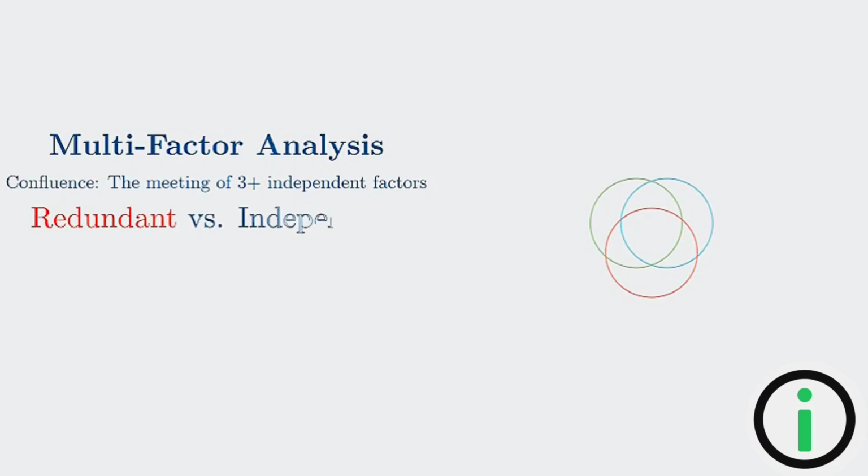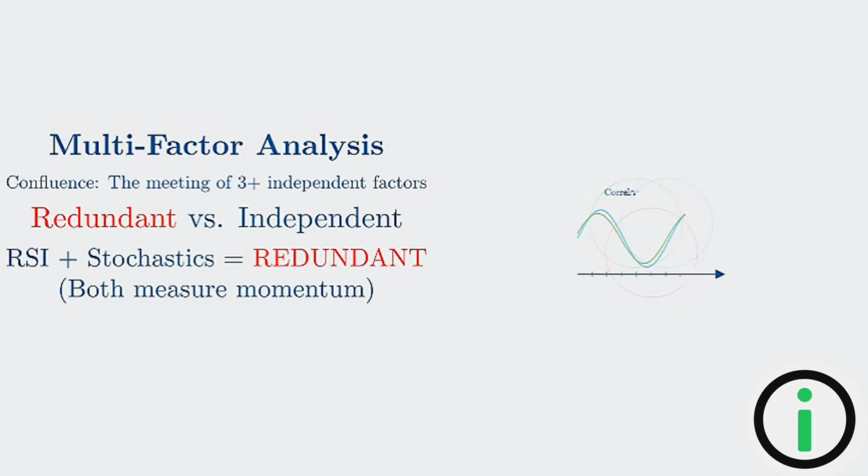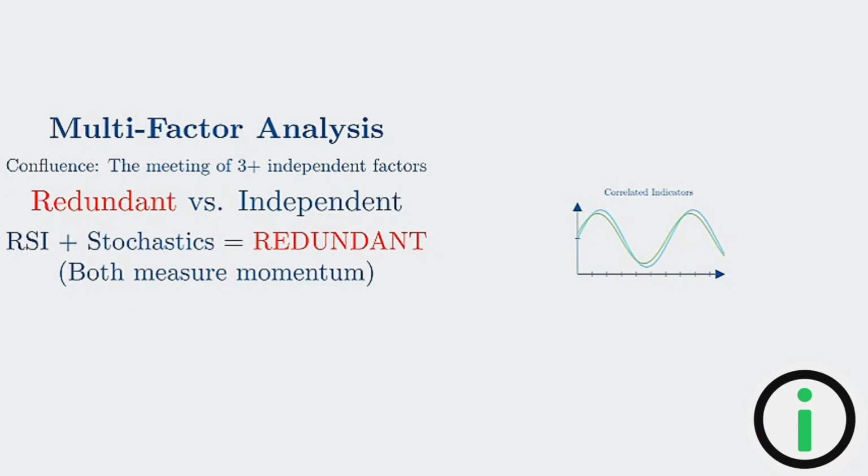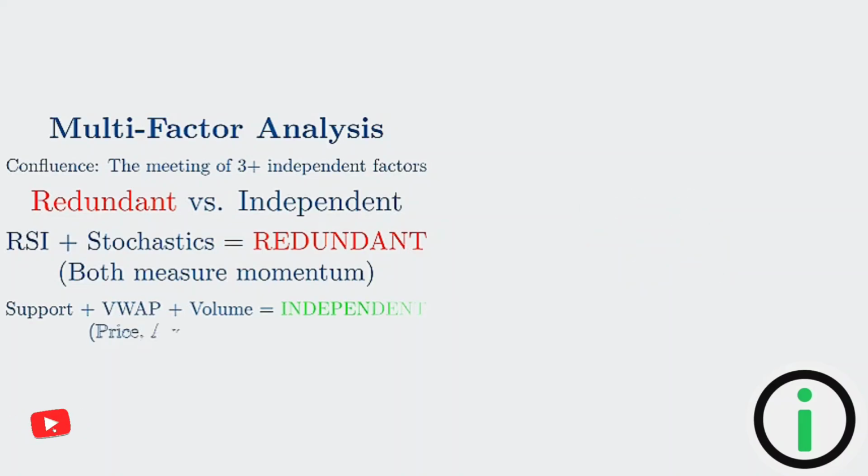However, many traders make the mistake of using redundant indicators. If you use RSI and stochastics together, you aren't getting 2 signals. You're getting 2 versions of the same signal because they are highly correlated. They both measure momentum. True confluence comes from combining different types of data. For example, combining price action, which is a leading indicator, with volume, which shows conviction, and then adding a mathematical level like VWAP or a derivative data point like open interest.